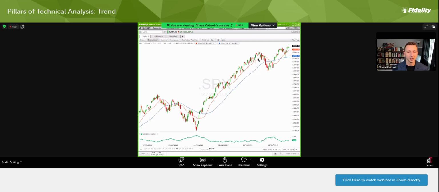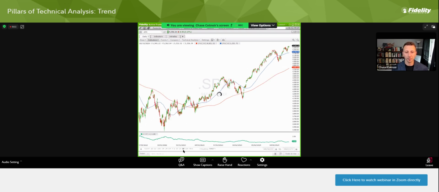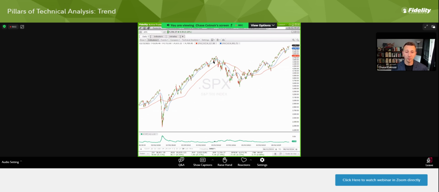In addition, we could get rid of the 20 if we wanted to. We can make this a 200. Now we have an intermediate term trend and a longer term trend line. And so the idea here is if you're a longer term or intermediate term trader, you may want these moving averages over a very, very short term whipsawing type moving average.